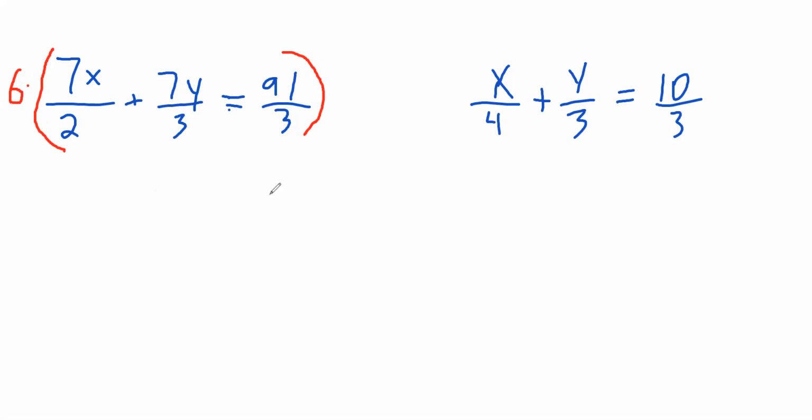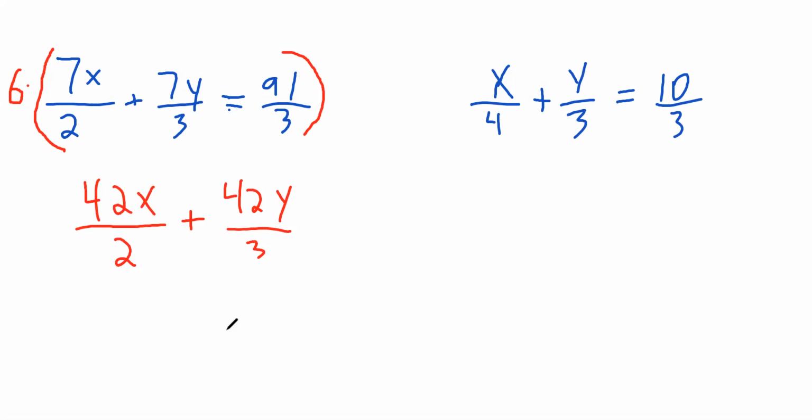All right, how's that going to look? Well, I'm going to have 6 times 7x, I'm going to have 42x, if you want to do it this way, over 2, plus again 42y over 3 equals 6 times 91, or you can just leave it as 6 times 91, kind of dealer's choice here, over 3. In fact, we could have left this as 6 times 7x, 6 times 7y. Just kind of depends on how comfortable you are with simplifying fractions.